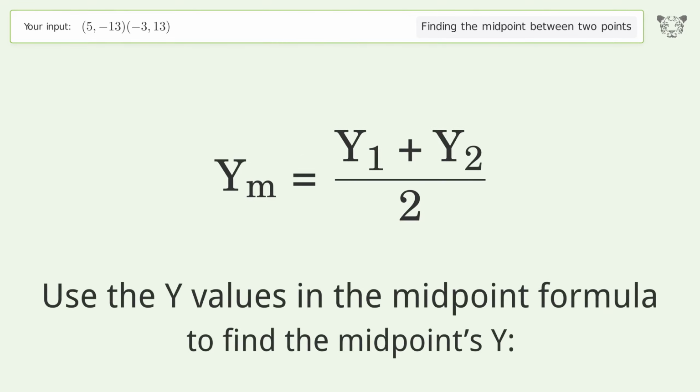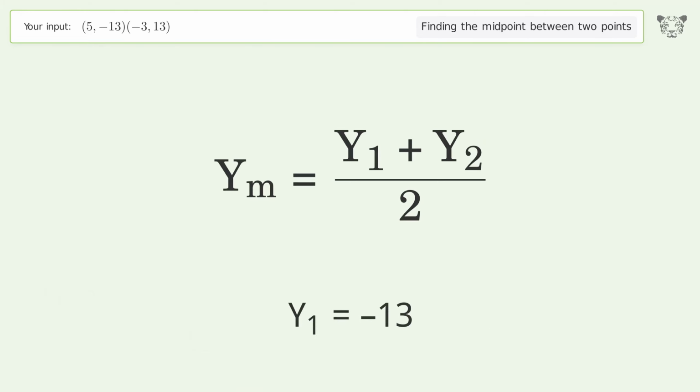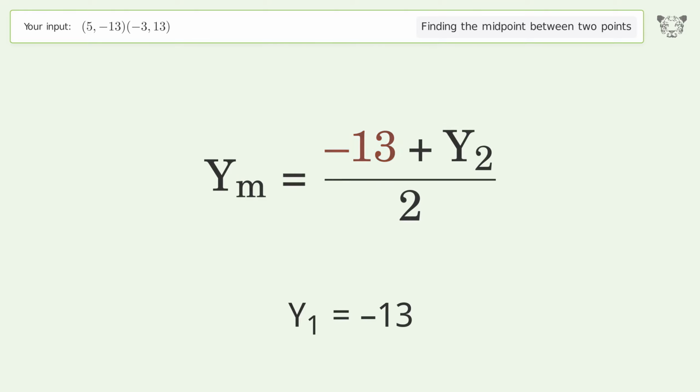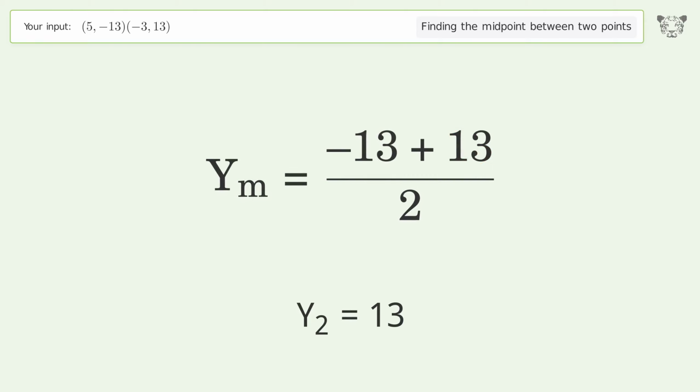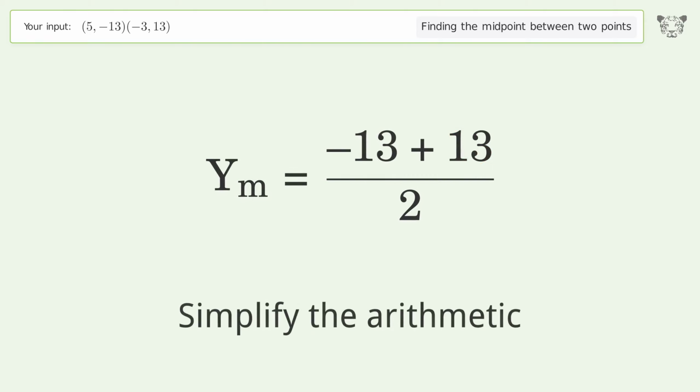Use the y values in the midpoint formula to find the midpoint's y. y1 equals -13. y2 equals 13. Simplify the arithmetic.